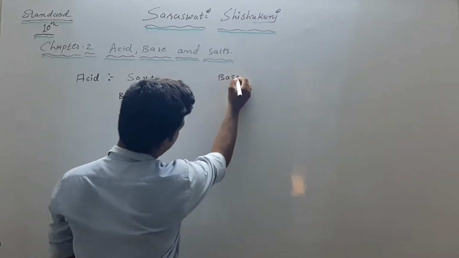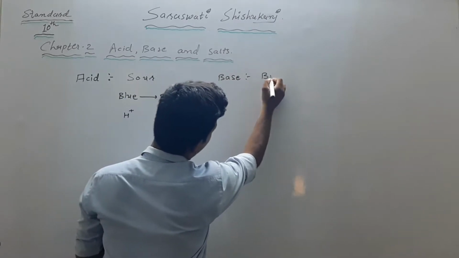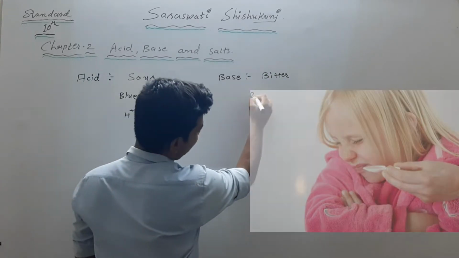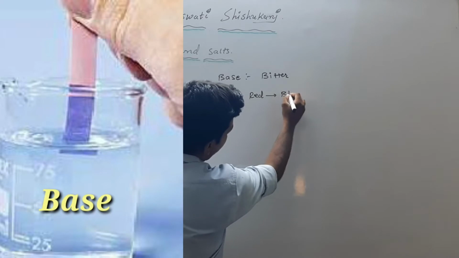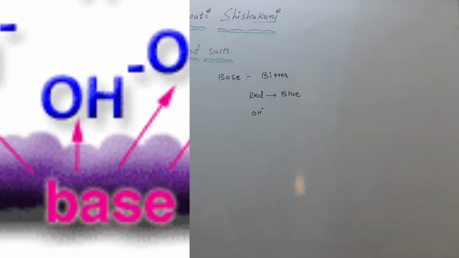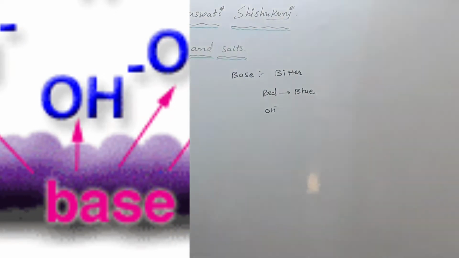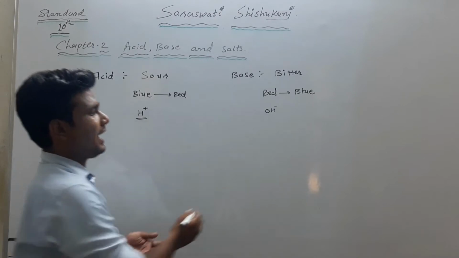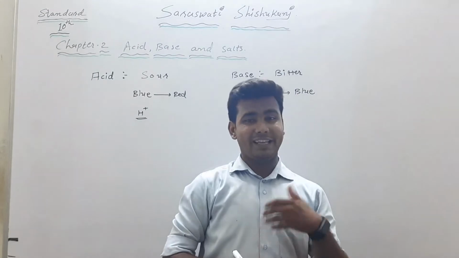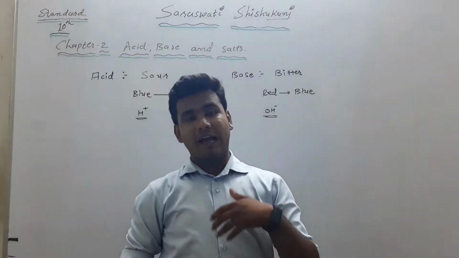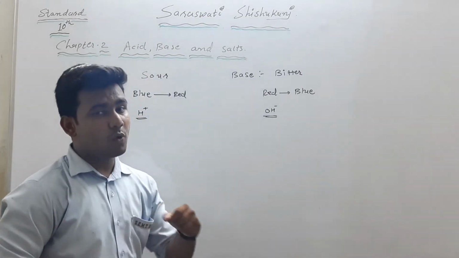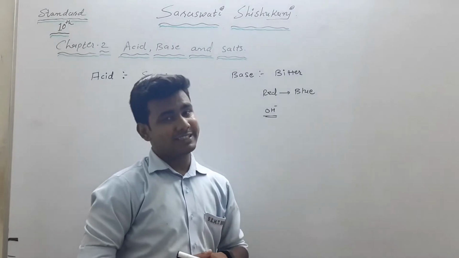What do we know about base? We know that base is bitter in taste. It converts red litmus paper into blue, and by ionization it releases OH- ions. According to the scientist Arrhenius, it is necessary to have H+ ions and OH- ions. He gave the rule that when we add water to any compound, if H+ is released, that is an acid, and if OH- is released, that is considered a base.